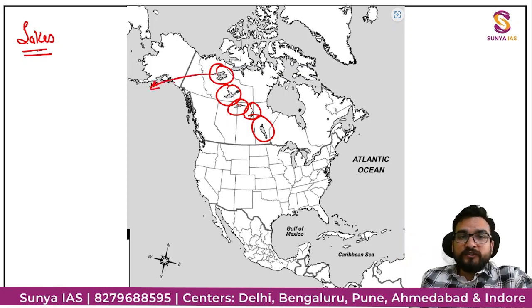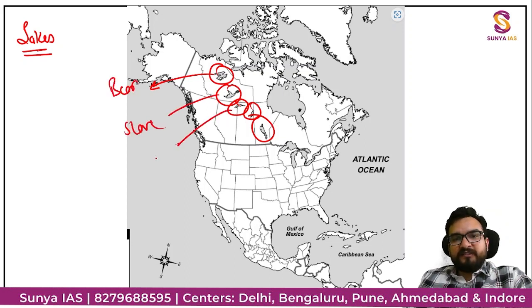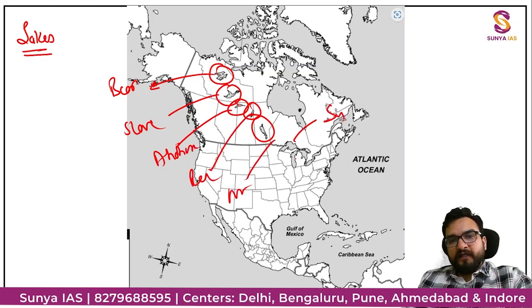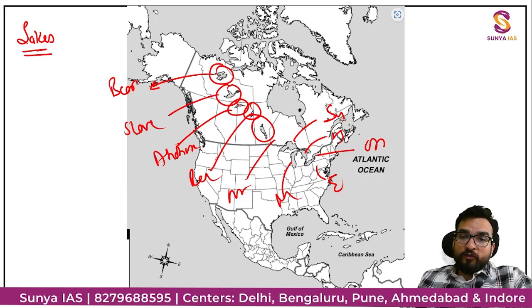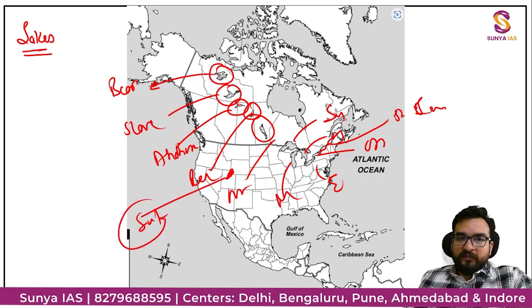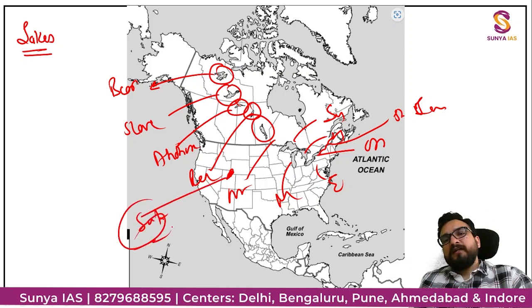So over here this was your Great Bear Lake, Bear, Slave, Athabasca, Reindeer, Winnipeg. Over here, Superior, Huron, Michigan, Erie, and this is your Ontario Lake. And from Ontario, the St. Lawrence River is emerging out. Over here, Great Salt Lake. Are you all good, guys? Are you all connected with me?